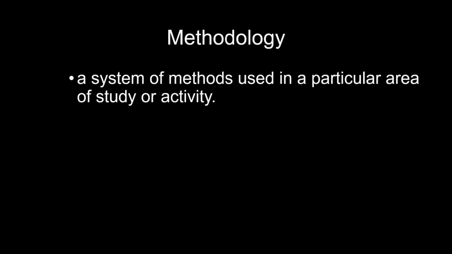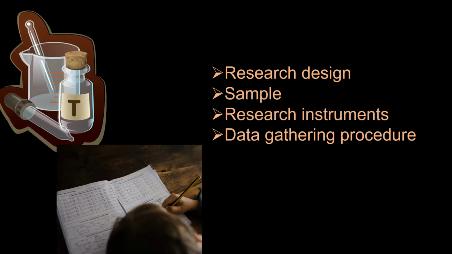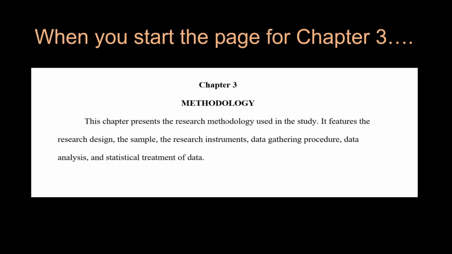The methodology is a system of methods used in a particular area of study or activity. It covers research design, data gathering procedure, the sample, the research instrument, the data analysis, and statistical treatment of data. Chronologically, we write Chapter 3 from top, starting with the research design, and down to the last, which is the statistical treatment of data. When you start the page for Chapter 3, we can always start with a generic introduction like this, where we mention the parts of Chapter 3.